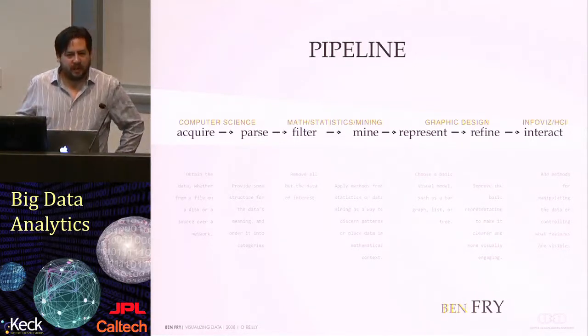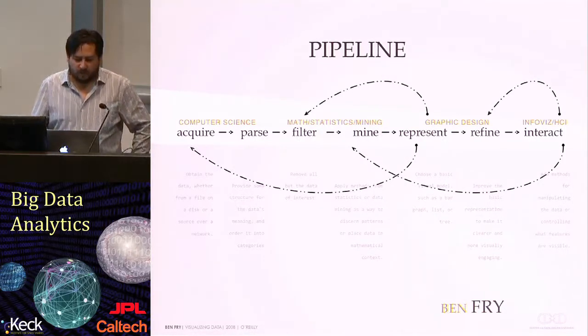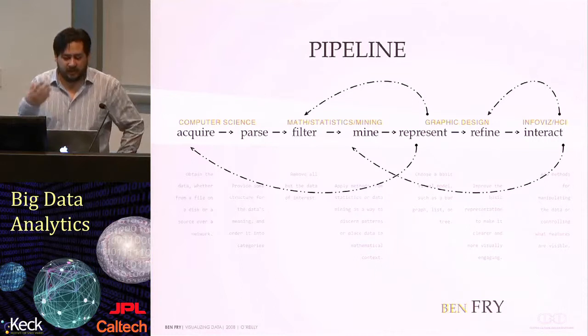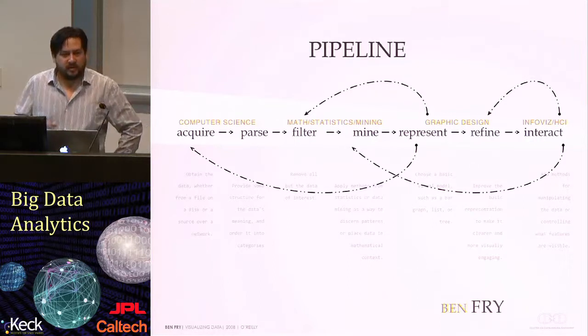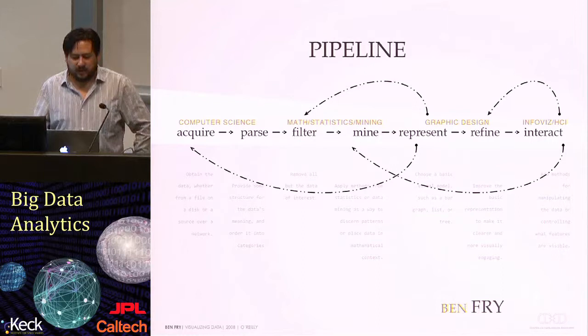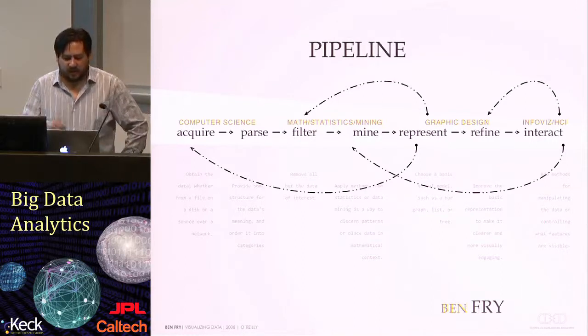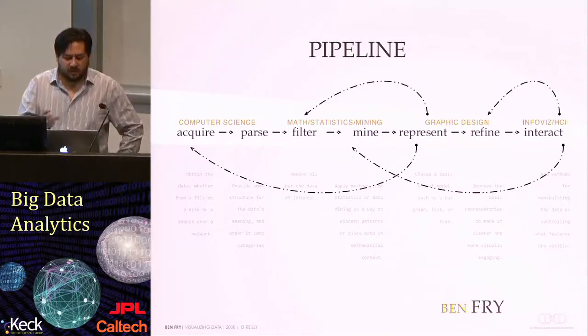Now, while this is a straight pipeline, it is actually not a straight process. Once you actually find your representation, you might find that the data that you have is not correct, so you might reacquire it. You might also realize that your data is too broad, so you might have to further filter it. Once you create a representation and start interacting with it, you might realize that you have to refine the way your representation is, adjust the color scheme, threshold some number value.